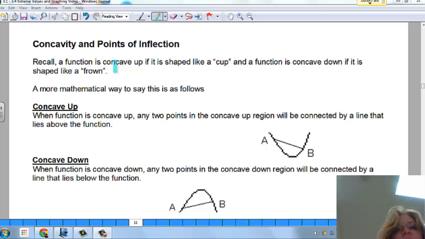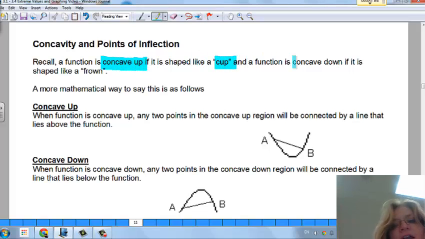Welcome to this video talking about extreme values of functions, where this one is on concavity and points of inflection. First of all, recall that a function is concave up if it's shaped like a cup, and a function is concave down if it's shaped like a frown. A more mathematical way to say this is as follows.